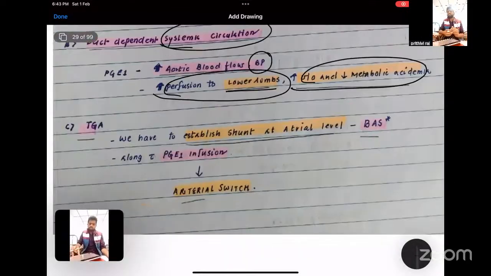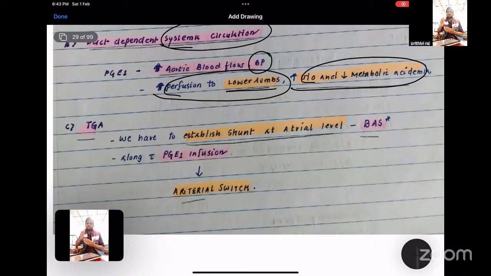But for TGA, the transposition of great arteries, the patent ductus arteriosus is not the most important thing. The ductus arteriosus is not going to have an important role in keeping that circulation, because appropriate mixing of blood cannot happen through a ductus arteriosus in a TGA lesion. We always want an atrial level shunt.